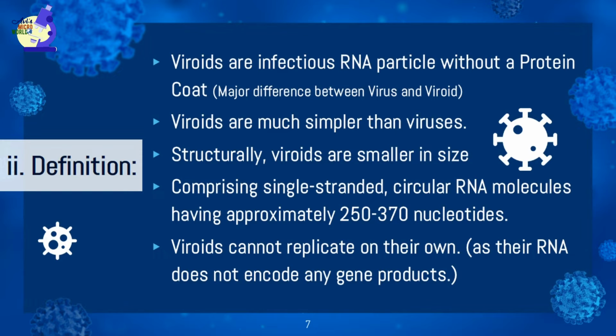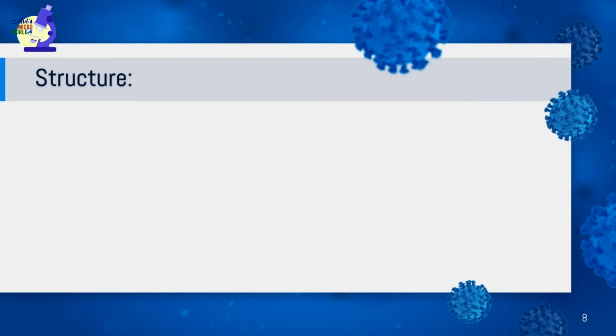Viroids are much simpler than viruses. Structurally, viroids are similar or smaller in size, comprising single-stranded circular RNA molecules having approximately 250 to 370 nucleotides. Viroids cannot replicate on their own, as their RNA does not encode any gene products.